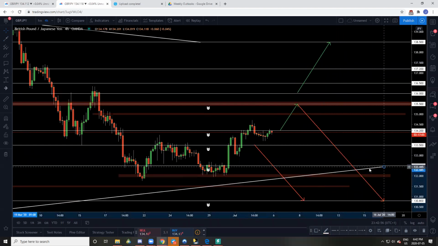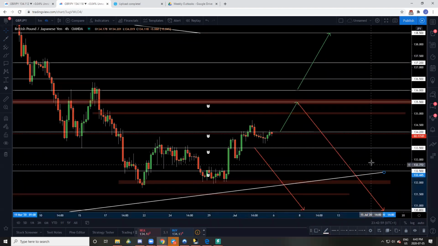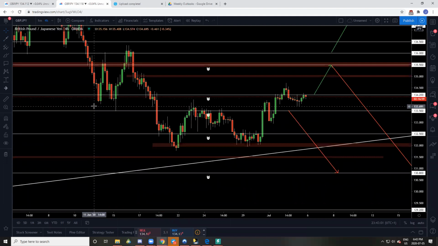Just be careful at watching as potential reactions at this bullish TL from an intraday perspective.